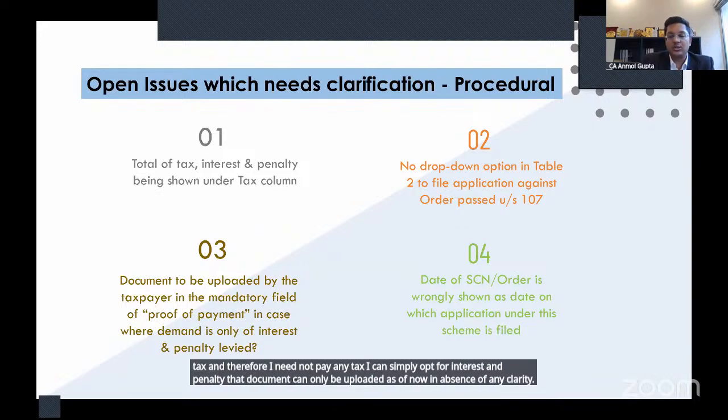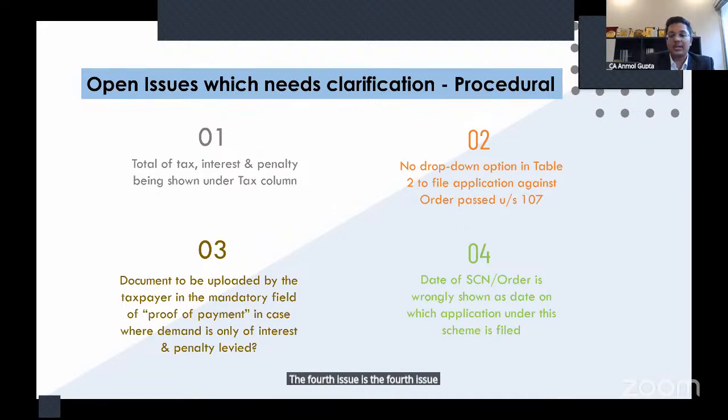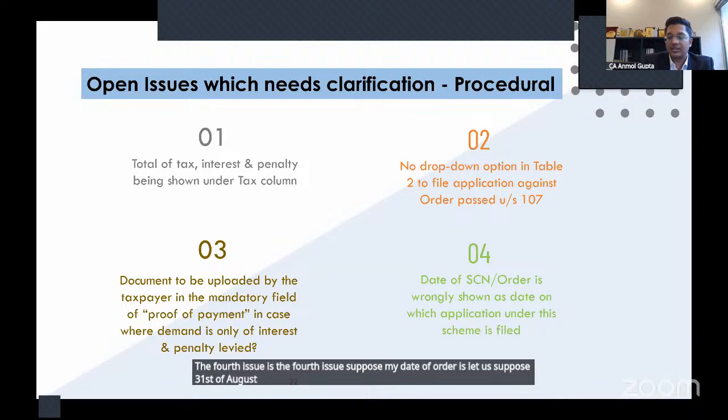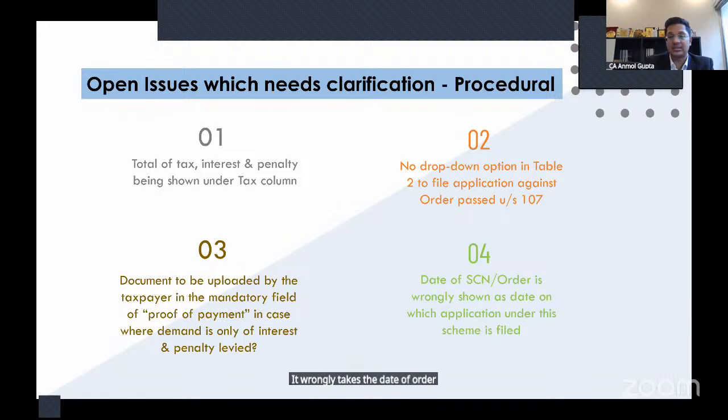The fourth issue is, suppose my date of order is, let us suppose, 31st of August, and I am filing the application today, that is on 5th of March. While filing the application on the portal, it shows the date of order as 31st of August only, but while generating the preview and filing the application, it wrongly takes the date of order as today's date, 5th of March. So the order date is being shown as 5th of March.